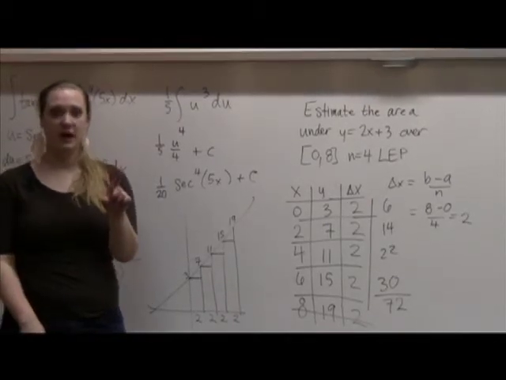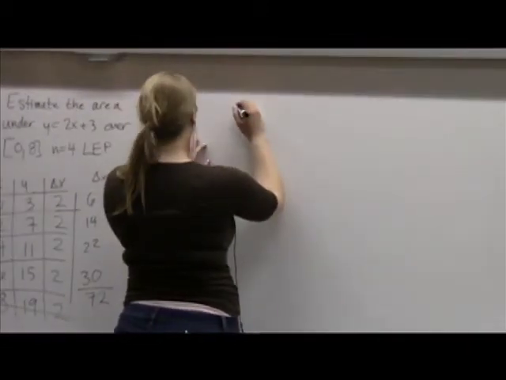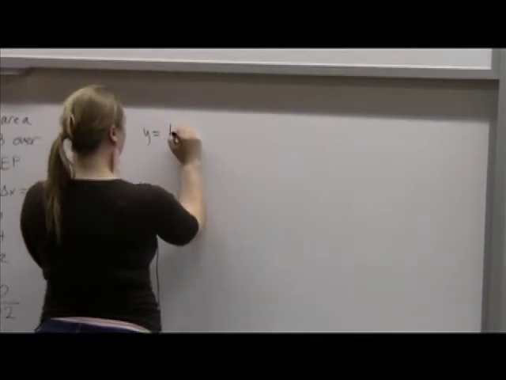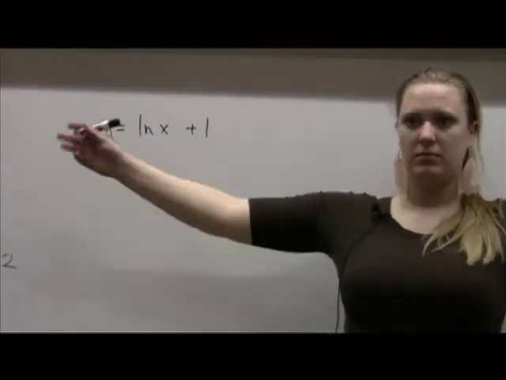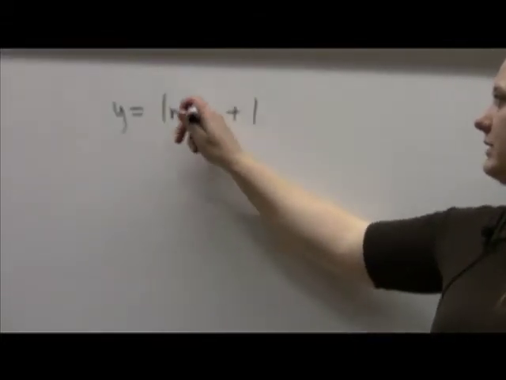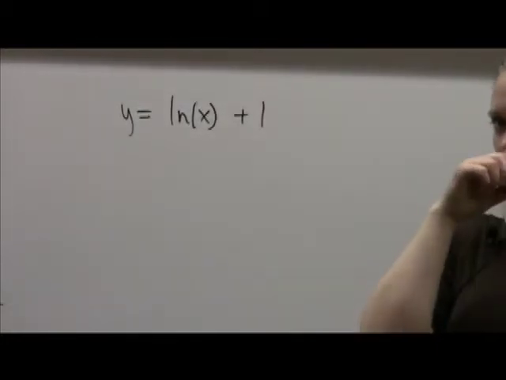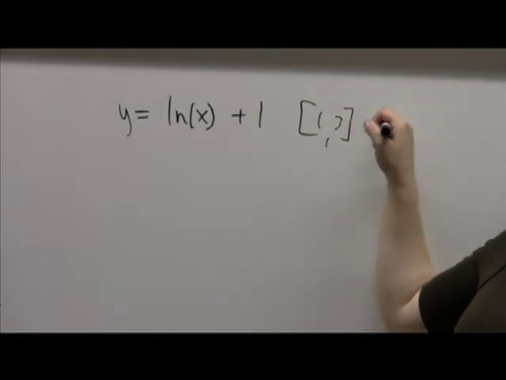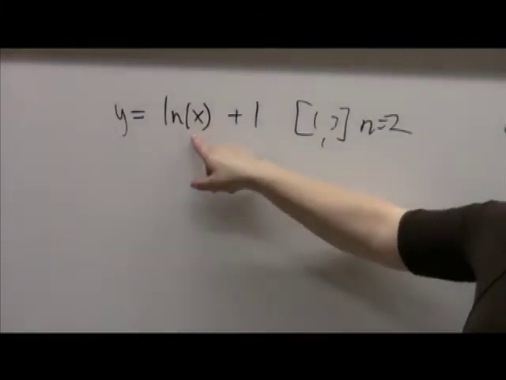Oh, one other thing we need to talk about. I need to tell you real fast. They'll often have you do the same question, but y will be the ln of x plus 1. Okay? Here's the hard part. The x is inside the ln. The 1 is not. And they usually go from like 1 to 3 when n equals 2 or something like that. But just be aware that the x is inside.